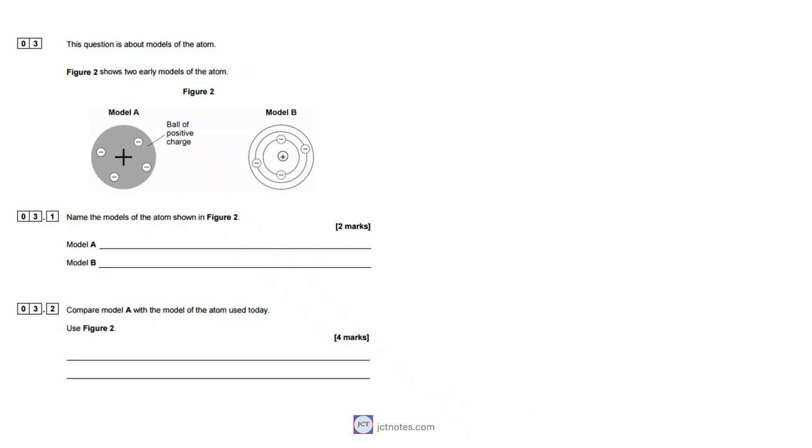Question 3 is a classic exam question on the history of the atom. We'll look at what the examiners are looking for in the 6 marks. Question 3.1 asks us to name the 2 early models of the atom shown in Figure 2.